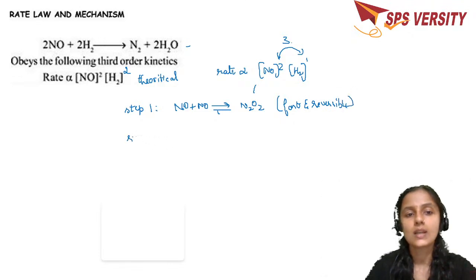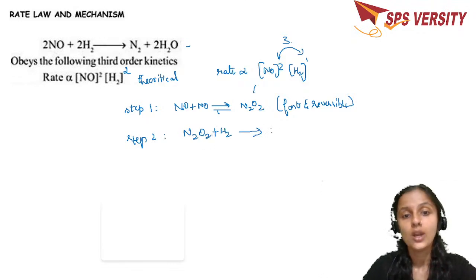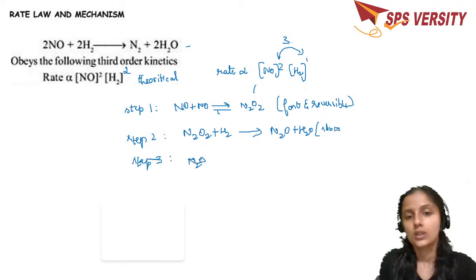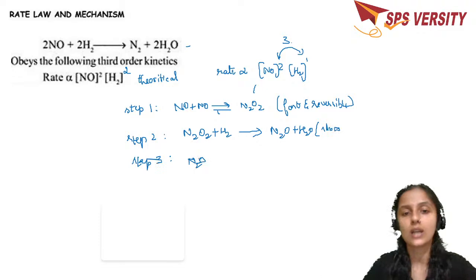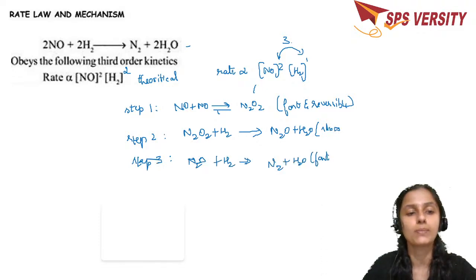Then in step 2, this N2O2 is going to combine with just one molecule of H2, and this gives you N2O plus H2O. This is a slow step. And in step 3, what are you going to get? This N2O is going to react with one more molecule of H2, and that gives you N2 plus H2O. This is again a fast step.